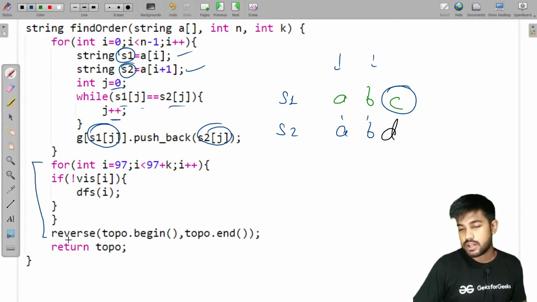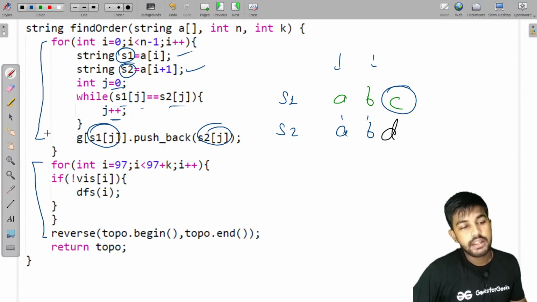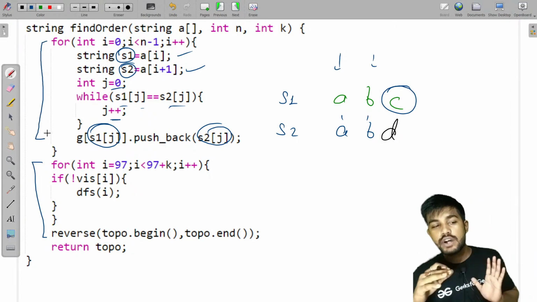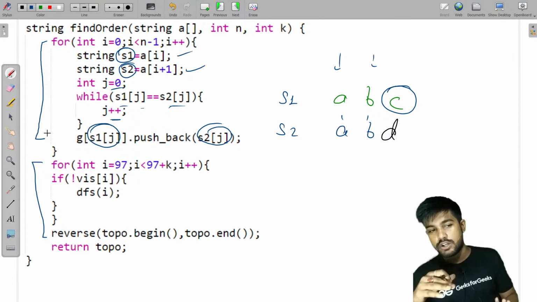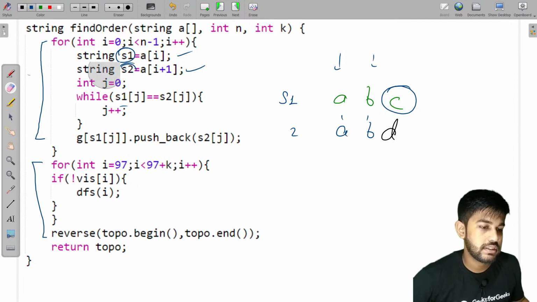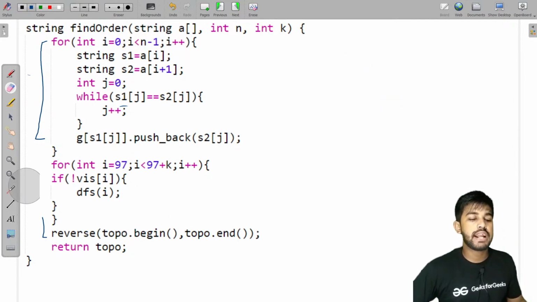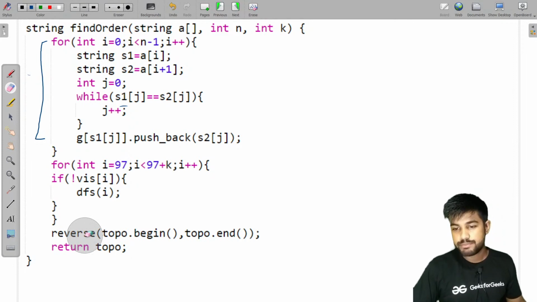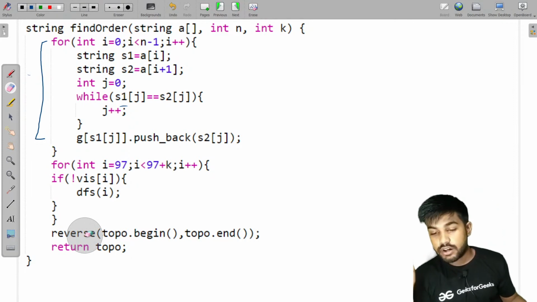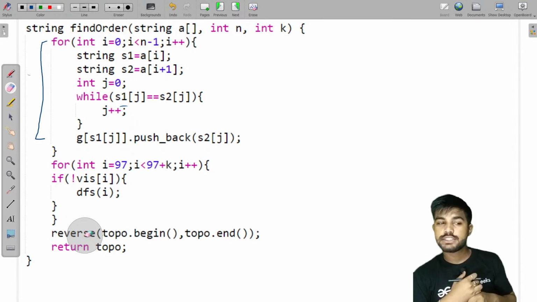Skip this for now. This is just the building of the graph itself. So am I clear with this or not? Just tell me. Okay. Am I clear with the building of graph or not? Can I have a quick plus one? Or if you have not understood, can you tell me?